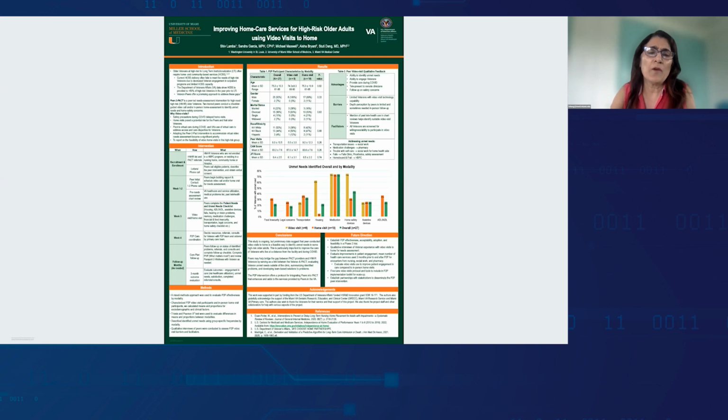And then the program itself offered, after the unmet needs checklist was completed, for the peers to work with the primary care providers to make sure that all the unmet needs are addressed by working with the whole team in the primary care clinic, which includes the social worker, the pharmacist, the nurse case manager, etc.